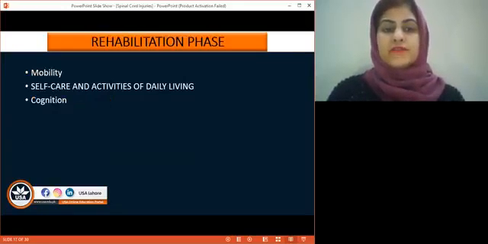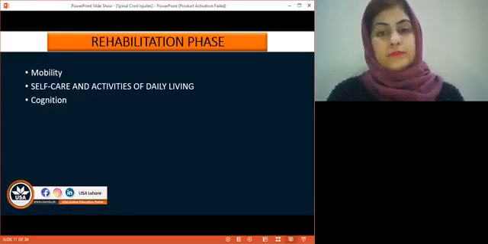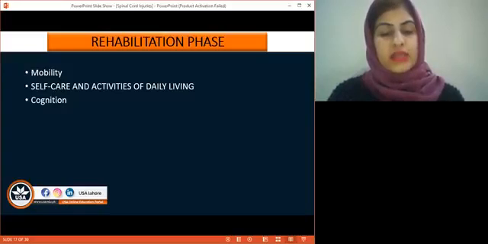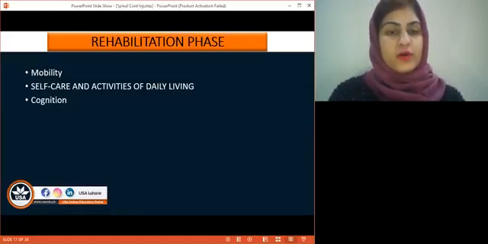For the rehabilitation phase, mobility needs to be a focus. Self-care and activities of daily living need to be worked on. For levels of cognition, you need to check the cognitive scores to see what cognitive level the child is on, using some of the scores available for cognitive level. After calculating the score, you can go on with your rehabilitation plan.